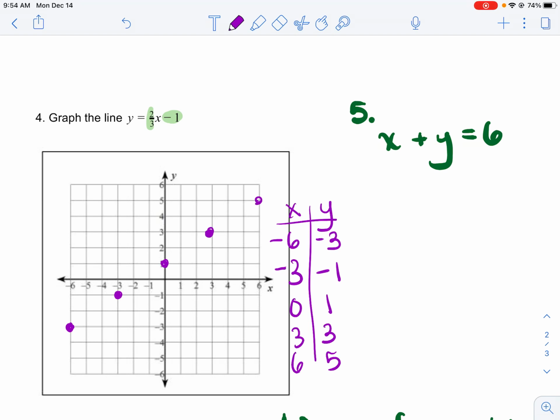6 is going to go up to 5. We're going to make a nice long line, and that's our graph. And I'm putting arrows on the end, and I'm labeling.